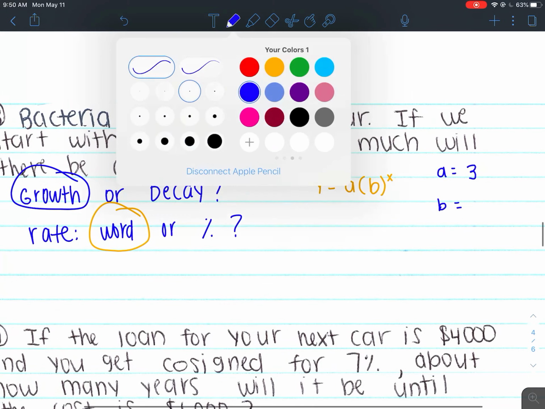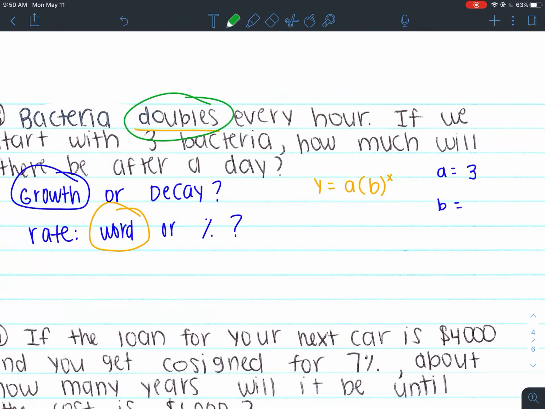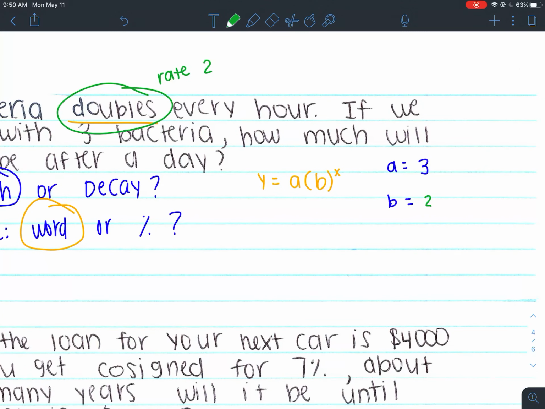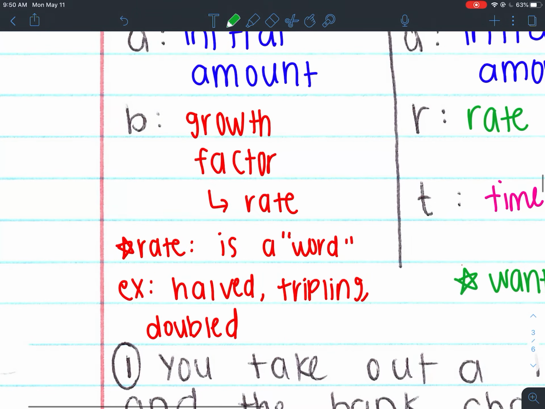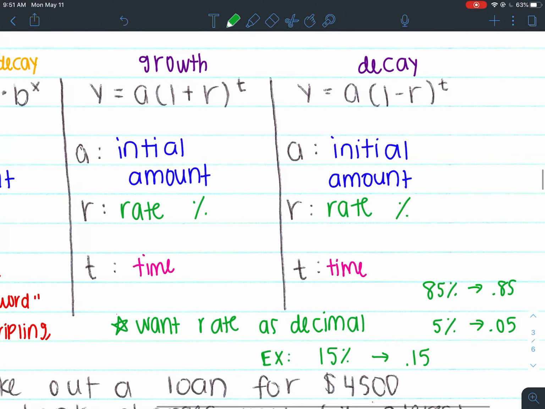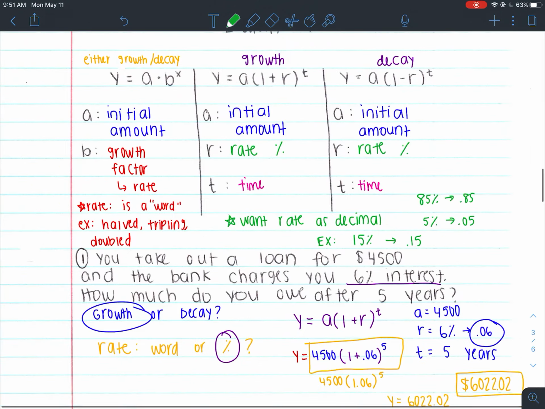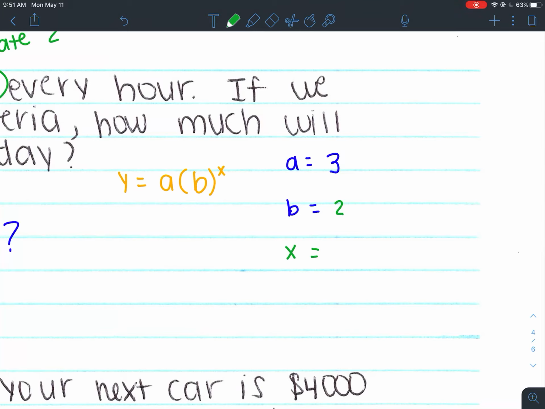Now, doubling is going to be our rate here. Well, what would doubling mean? It means it's a rate of 2, right? Doubles. If it's triples, it's a rate of 3. So our b here is going to be 2. That's our rate. So if it was a half, then you would put 1/2. If it's being quadrupled, then your rate would be 4, and that would be your b value. With these, it will be pretty clear cut what the percentage will be, but sometimes you have to think a little bit about the words. And then lastly, we have x. Well, what does x mean? Well, x is typically our time. So x is the time here.